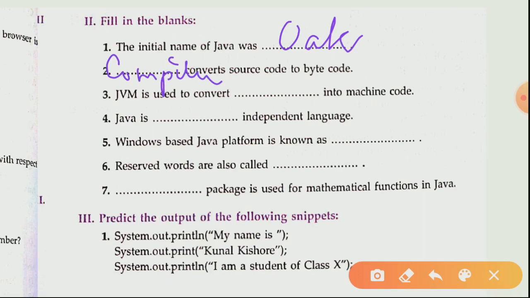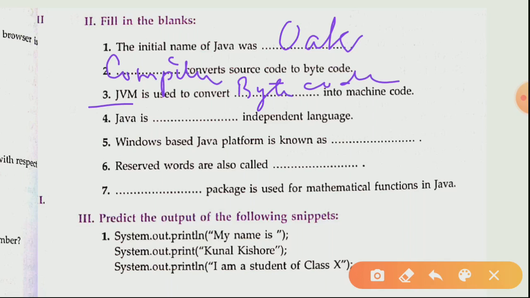The compiler converts source code into bytecode. And what converts bytecode to your machine code? It is basically your interpreter. That interpreter is going to convert your bytecode into your machine code, but over here the compiler converts the source code into your bytecode. Now see the third one, JVM is used to convert bytecode into machine code. Either you say JVM or you say interpreter, both are the same thing.